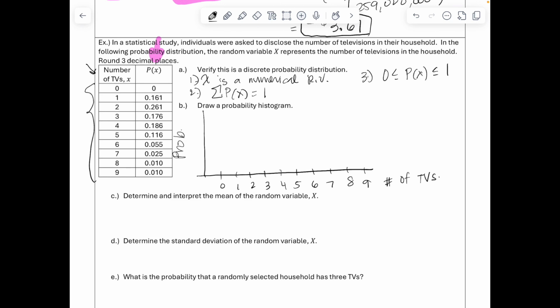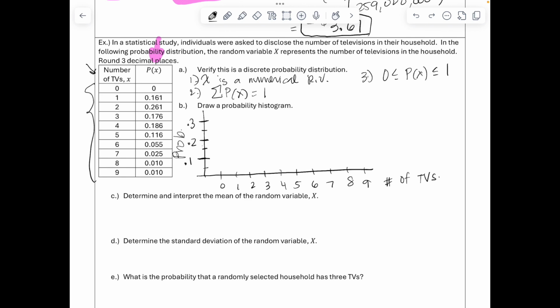If you look at the probability, the second column in our distribution, you'll notice that the largest value we have is 0.261. So I'm going to count by 0.1, and I'll put little middle dashes in there to symbolize that 0.05 increment. And from here, remember, histogram bars are going to touch.